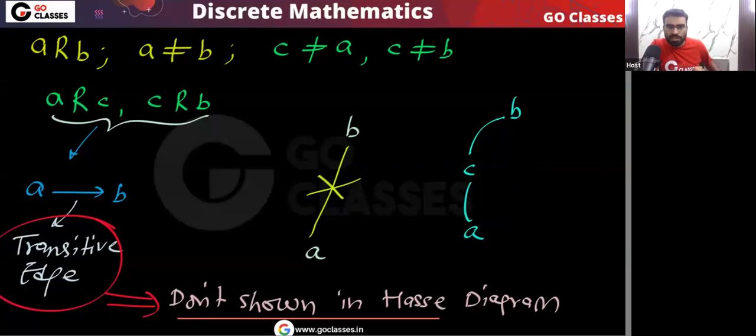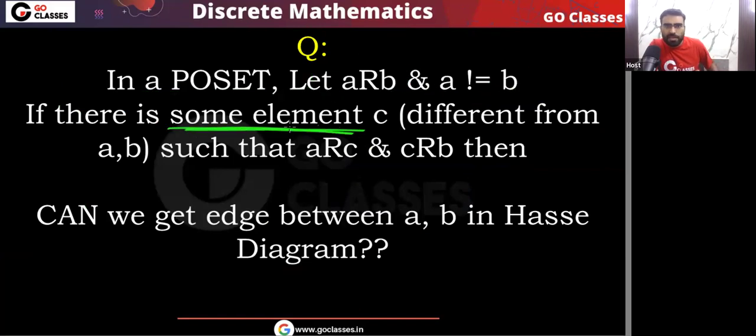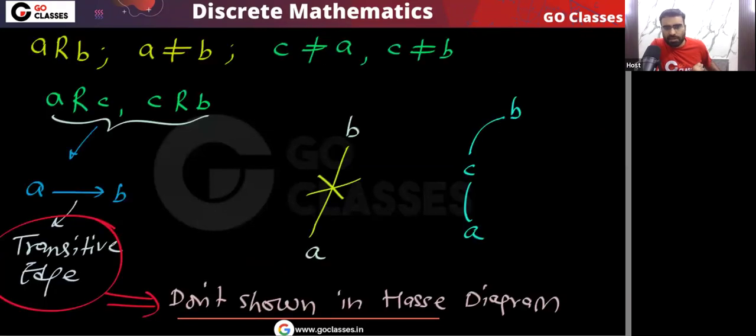Let me know, is this question clear to everyone? You have a POSET, A related to B, A, B are different elements. There is some element C which is different from A, B, such that A is related to C, C is related to B. Now you cannot show an edge between A, B in the Hasse diagram because that is a transitive edge. And in the Hasse diagram, we do not show transitive edges.